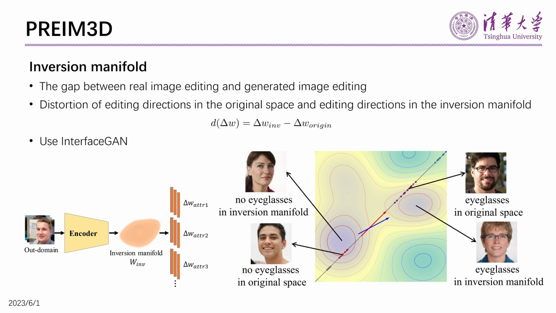Because we use a latent code W to generate an image, but we can't get the same latent code when inverting this image. Therefore, editing the latent code in W plus inversion with the editing direction found in W plus origin leads to distortion. So what to do? It's simple. We seek the editing direction in the inversion manifold and use them to edit the inverted latent code.